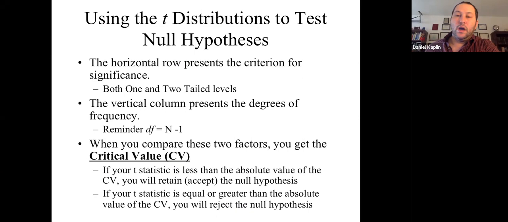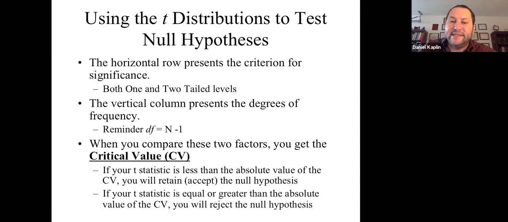So you go across the top to find what your alpha is, based on the number of tails you have, and then you go down based on your degrees of freedom to get your critical value, right? So in general, as I said, how do we determine whether we're going to accept or reject the null?